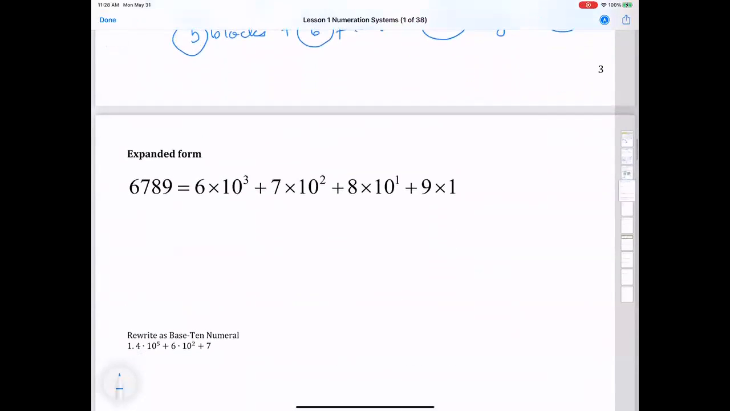In expanded form, 6,789 is 6 groups of thousands, which is 10 to the third. Remember, 10 to the third is 10 times 10 times 10, which is 1,000.